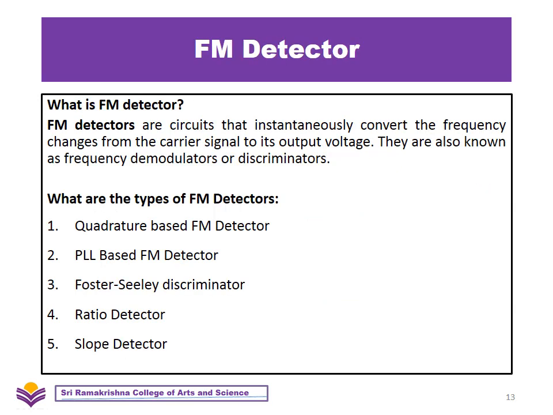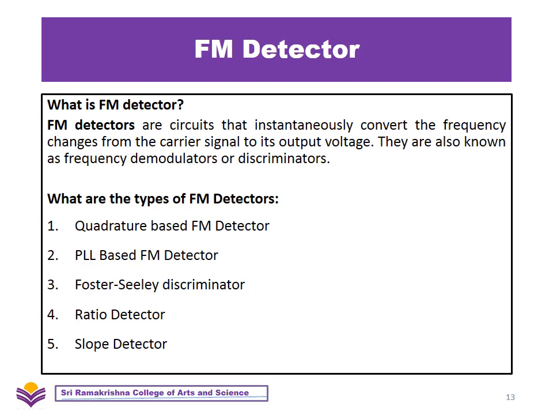In this slide, we are going to discuss the FM detector circuit. The FM detector is a circuit which is mainly used to convert the frequency changes of a carrier signal to its output voltage. This is also called a frequency demodulator or discriminator circuit. There are different types of circuits which are used as an FM detector. That is what is shown in this slide.